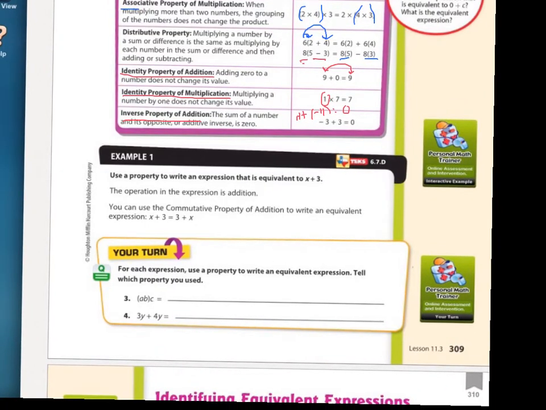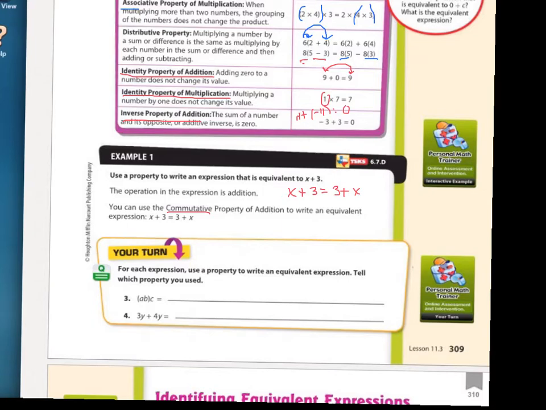Okay, so use a property to write an expression that's equivalent to x plus 3. So we want something that's equal to x plus 3. That is equal to 3 plus x. And the property that I used was the commutative property.